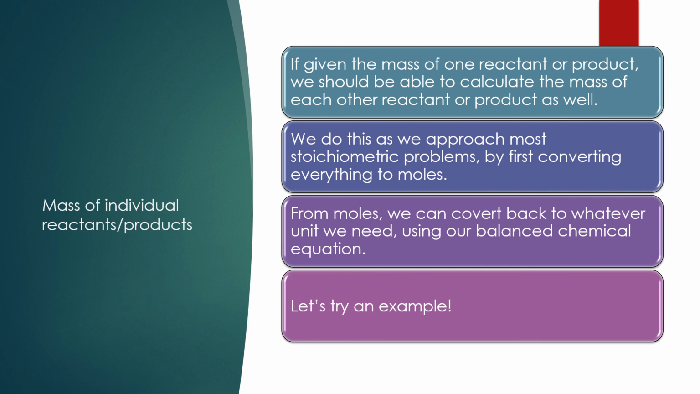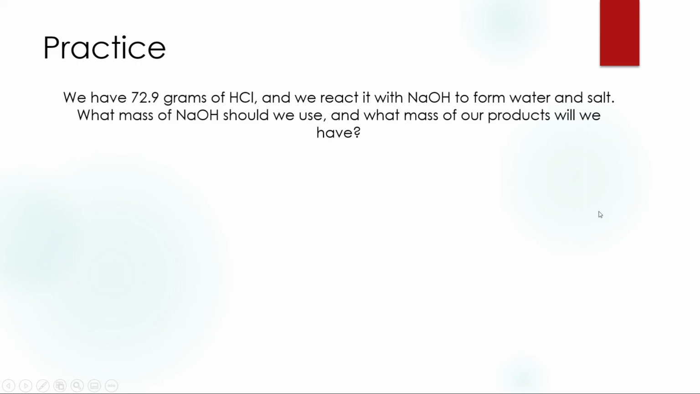If you're doing a stoichiometry problem, you'll almost always benefit from converting everything to moles. From moles, we should be able to convert back to whatever unit we need, as long as we use the balanced chemical equation. Let's look at this process in more detail with an example. So this problem says that we have 72.9 grams of HCl, or hydrochloric acid, and we react it with NaOH, which is sodium hydroxide, to form water and salt. What mass of sodium hydroxide should we use, and what mass of our products will we have?